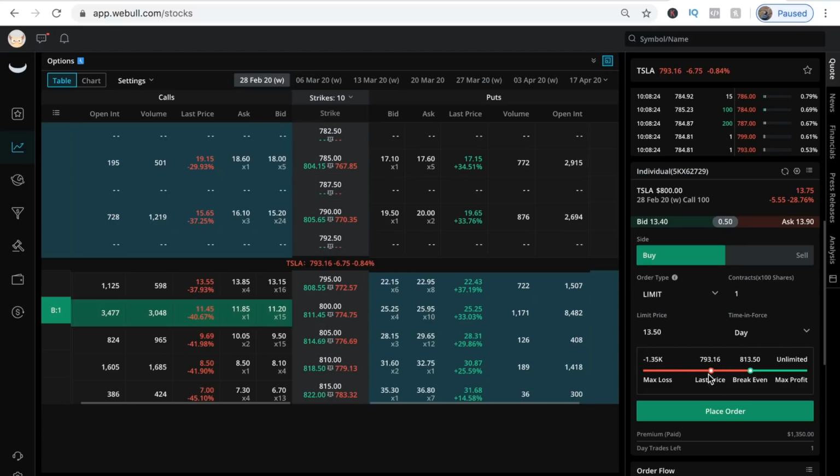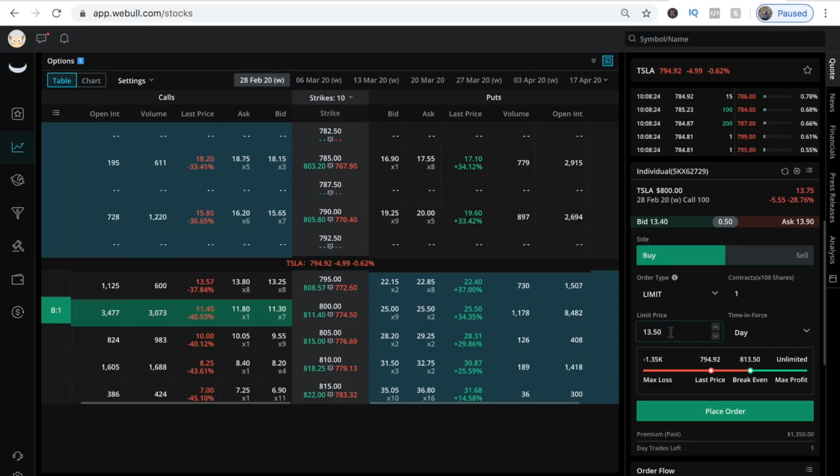And it's going to have the last price of the stock updating right here, which is pretty cool to see. At least it'll show you that in real time, because if you don't have the chart showing above and you want to get a bigger, broader view, this is going to be really cool to see right here. And then it's going to show you your break even. So what is this number? This number is $813.50 because you're paying $13.50. Let's say that's your price right here. My limit price is $13.50. That's going to cost me $1,350.